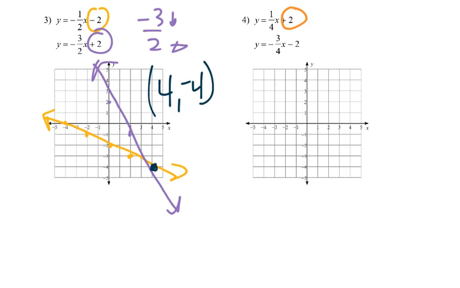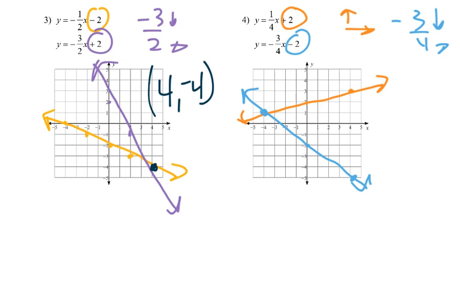Okay, number 4, we have a plus 2, and then 1 over 4, so we go up 1 to the right 4, right? So from that point, up 1 to the right 4, or the opposite, down 1 to the left 4. Okay, and we start at a negative 2, and it's a negative 3 over 4, so we go down 3 to the right 4. So we end up right here, or up 3 to the left 4. So we can see where they're going to intersect here, which is this point right here of negative 4, positive 1. So again, consistent, independent.